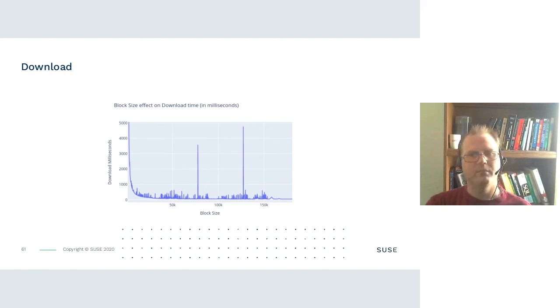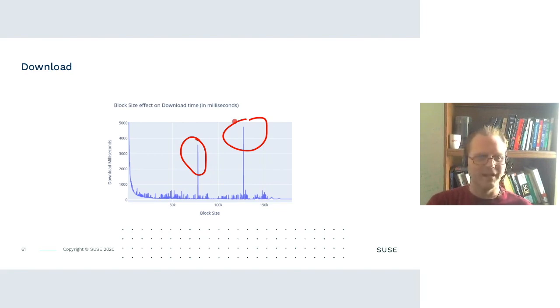And then the download time, pretty similar also. There are these weird anomalies here and here. And I actually reran the test multiple times and they still did that. I have no idea why. But it pretty much follows that same pattern. About 50 kilobytes in size is where I found is the optimal.